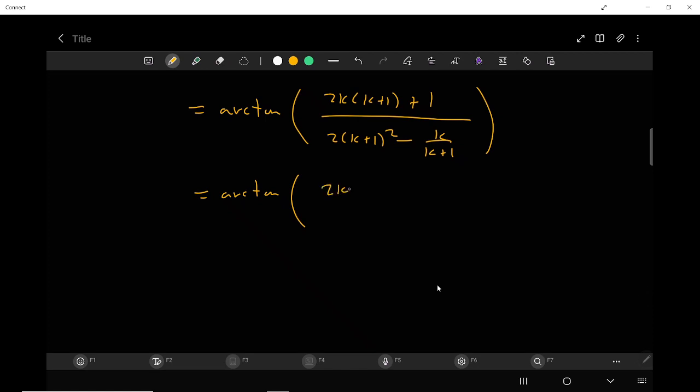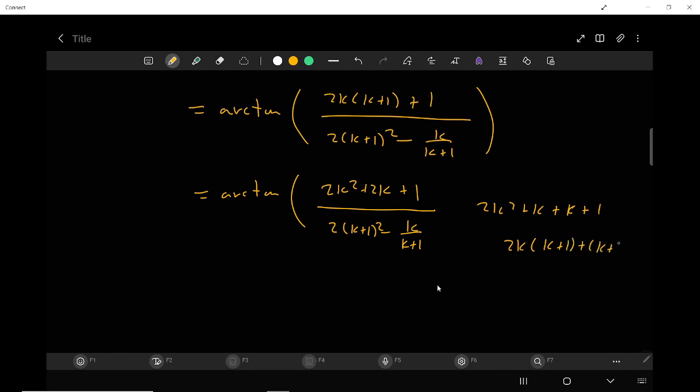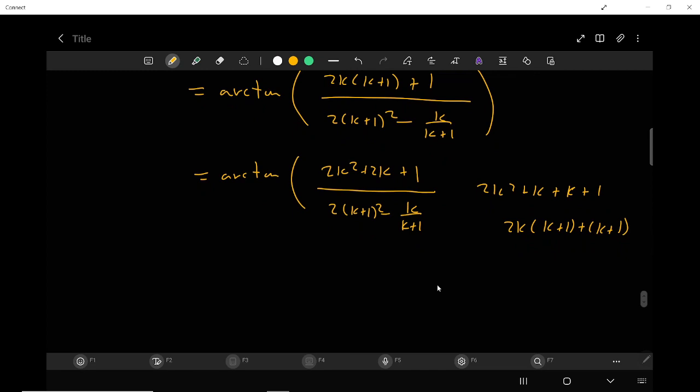Okay. 2k squared plus 2k plus 1 all over 2 lots of k plus 1 squared minus k over k plus 1. The top part, does that turn to anything? Wait, isn't that k plus 2k plus 1, k plus 1? 2k squared plus 2k plus k. No. Oh wait, now if we do 2k squared plus k plus k plus 1, that's 2k times k plus 1 plus k plus 1, right? No, it wouldn't work. Okay.